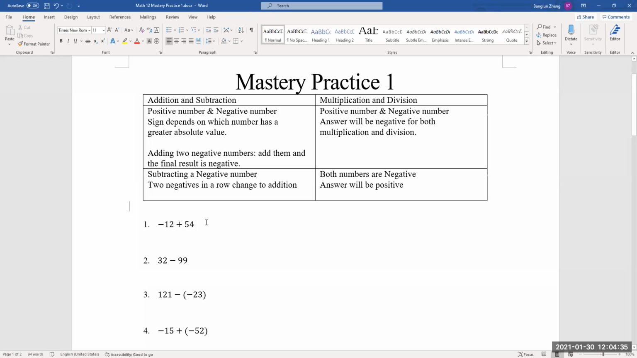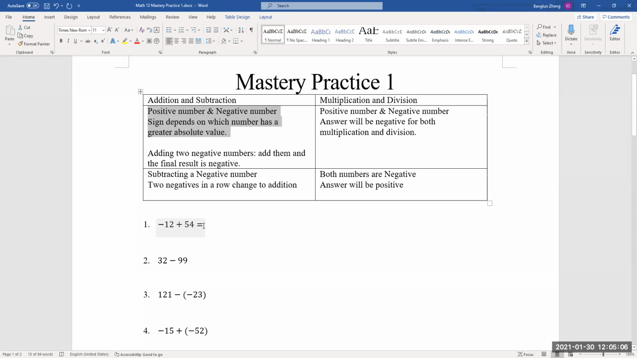Okay, so number 1, negative 12 plus 54. We have a negative number adding a positive number, so 1 negative, 1 positive. Which of the conditions are we using here? Well, it's not subtracting a negative number. It's also not adding 2 negatives. So this is one positive and one negative.